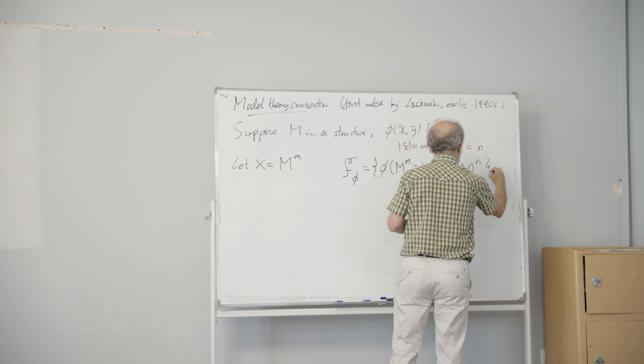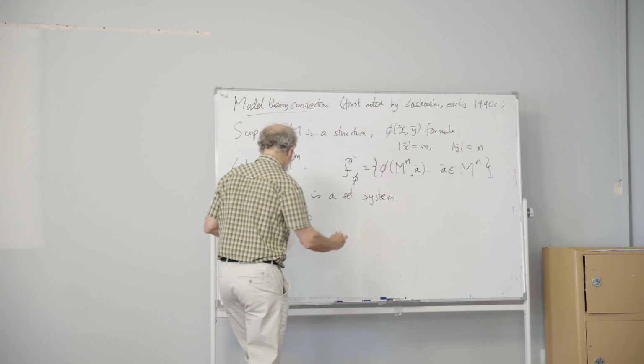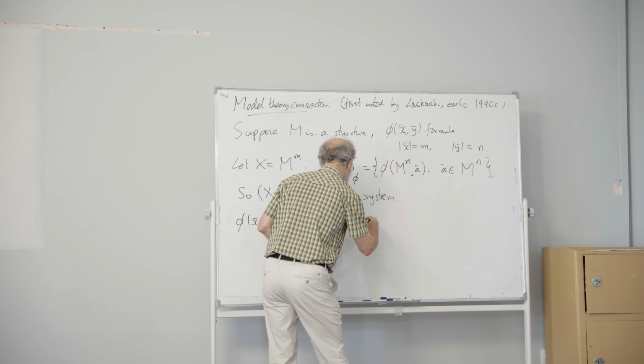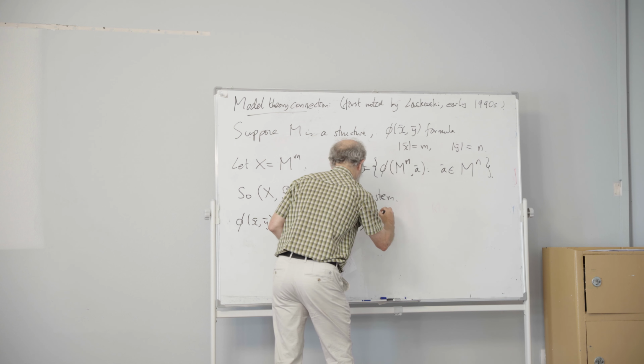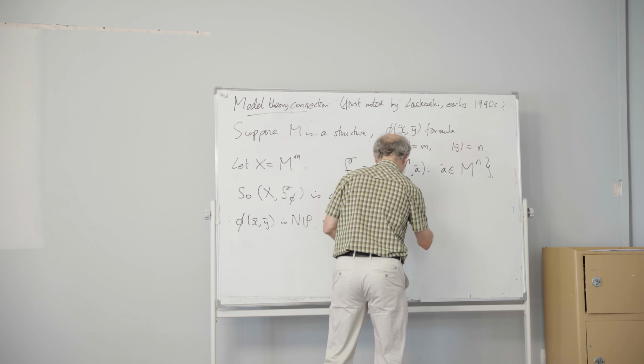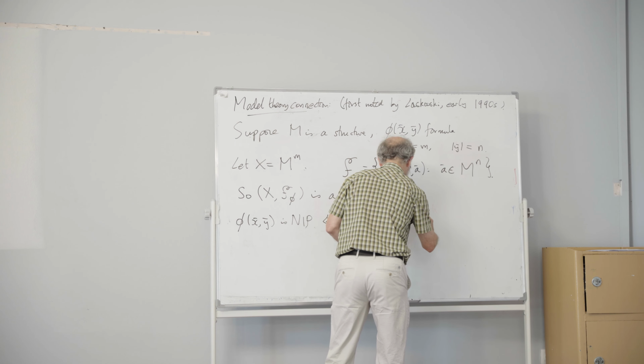And now the observation is that phi x bar y bar, as a formula, is NIP if and only if X, F phi is a VC class. Oh, it has finite VC dimension.